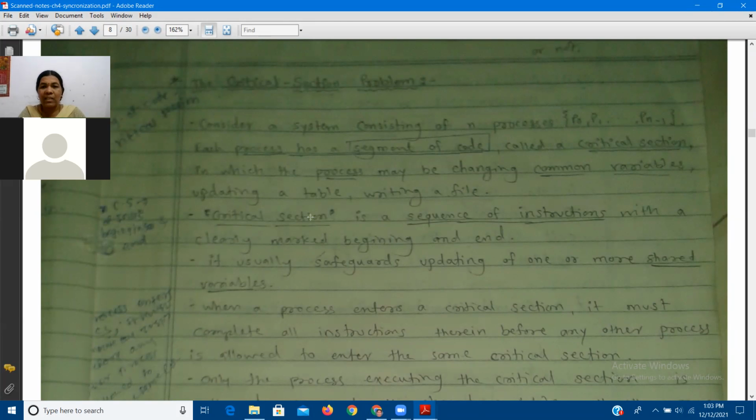So the critical section is a sequence of instructions with a clearly marked beginning and end. As each process has its own critical section, that critical section is marked with a clear beginning and end. It usually safeguards the updating of one or more shared variables. So whenever common or shared variables are there, these variables are provided security. What do you mean by security over here? That is nothing but the safeguard. So how is the security provided?